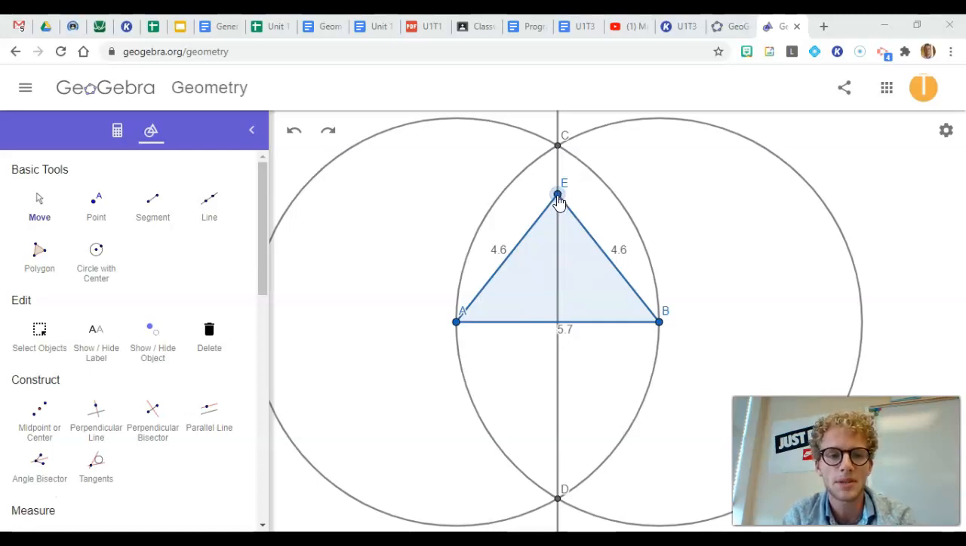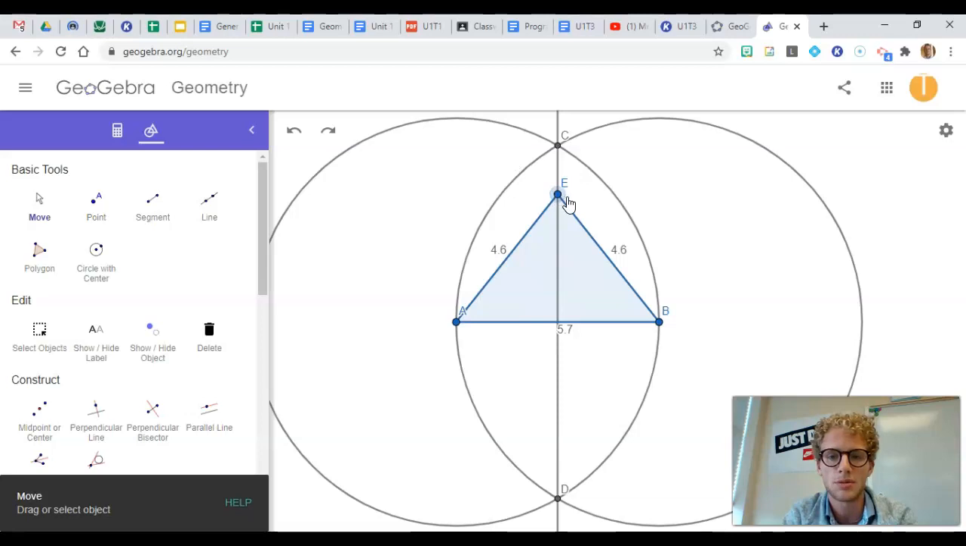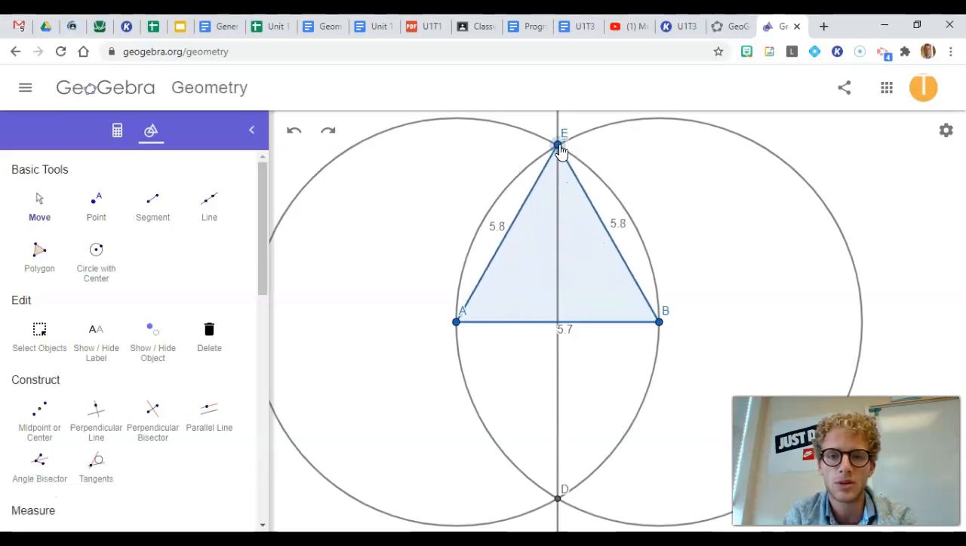If I pull this point E up to the top here at C where those two circles intersected, it's a little bit high, there we go. We can see that we have created an equilateral triangle. All sides are equal. Equilateral. Lateral means side. So we have 5.7, 5.7, 5.7. That's how you construct an equilateral triangle. You draw the circles to either side, run a line through, and put your sides of the triangle up to where the two circles intersect.